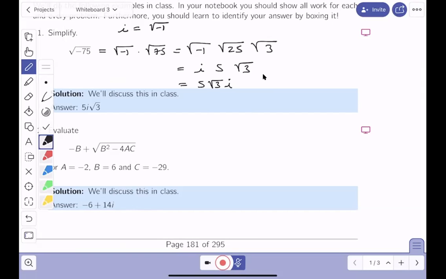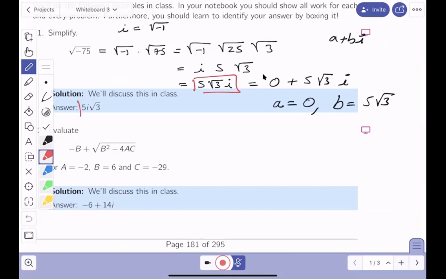Now, officially speaking, they want you to write it as a plus bi. So if you were to do that, this would be 0 plus 5 root 3 i. In WebAssign, they may ask you what the a is. In this case, the a is 0, and they might ask you what the b is. In this case, it's 5 root 3. I've got to be honest with you, that's overly pedantic for me. I would much rather write down something that's simpler. Or if you want, I actually prefer 5i root 3, where the i is kind of buried between the whole number 5 and that radical on the end.